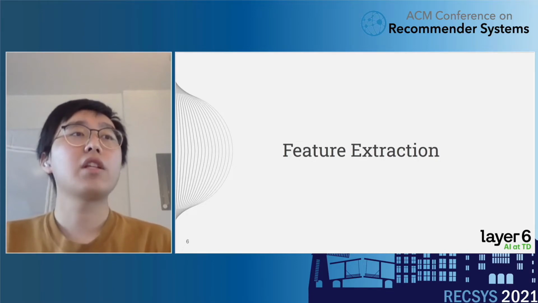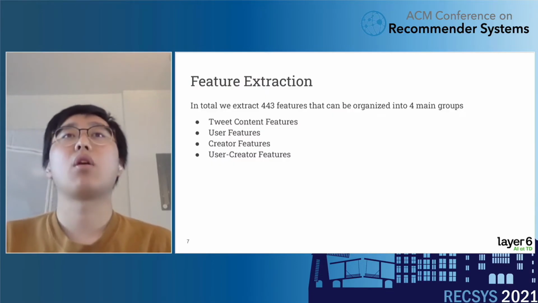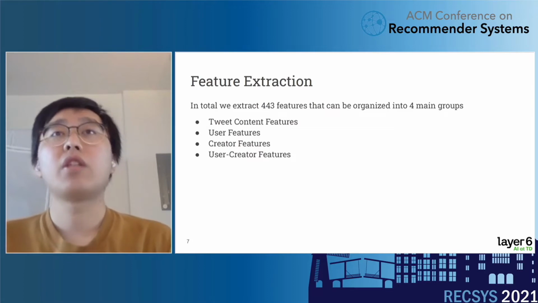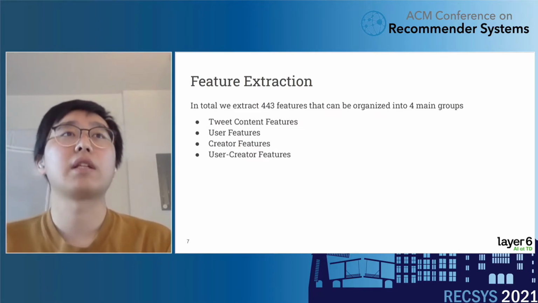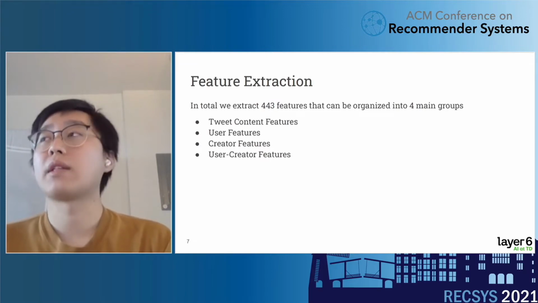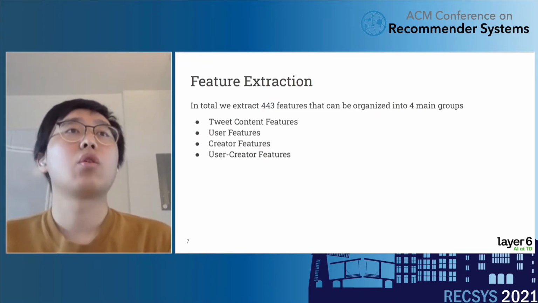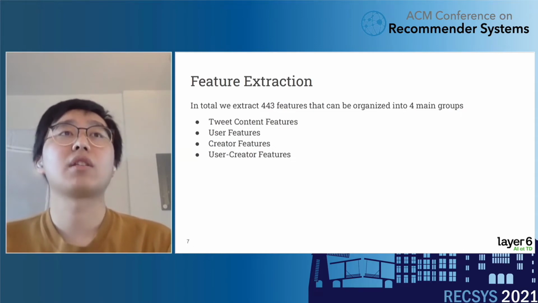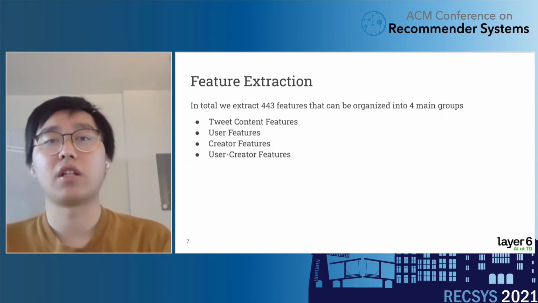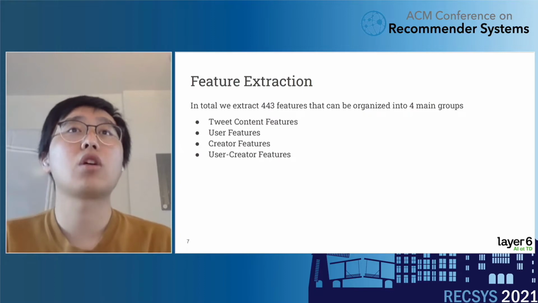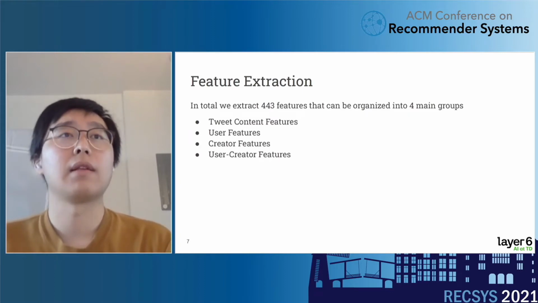For the feature extraction, we have 4 types of feature groups, and a total of 443 features. It can be categorized into 4 main groups: tweet content features, user features, creator features, and user-creator interaction features. Then I will get into each of these feature groups in detail.